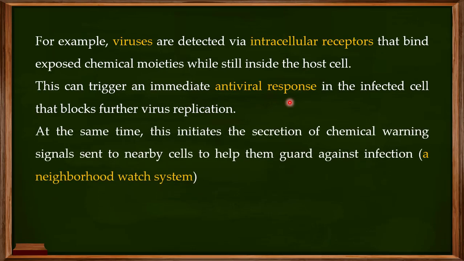At the same time, on one hand, an antiviral response is generated. On the other hand, this also leads to the secretion of a chemical warning that is sent to the nearby cells that helps them guard against the infection. You can call this a neighborhood watch system. I have detailed videos on the interferons, which are a very important antiviral agent. Once a cell is infected by a virus, it releases the interferons, and the interferon, working as a neighborhood watch system, is recognized by the neighboring cells that have not yet been infected by the virus, and the non-infected cells prepare themselves to fight against the viral infection that may come along.